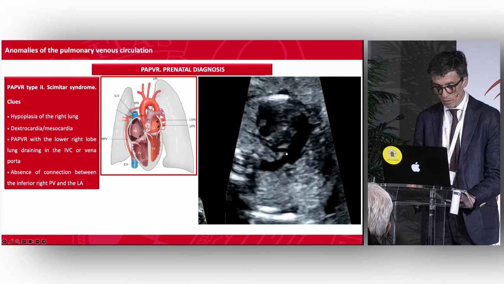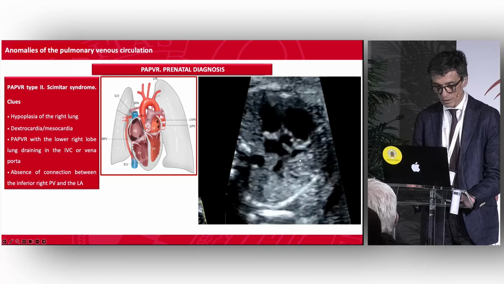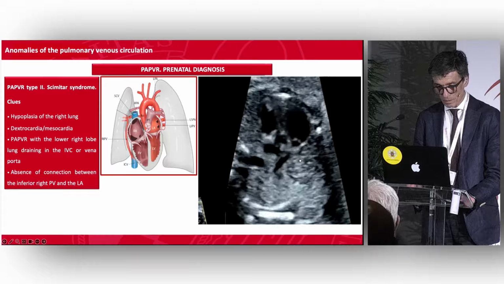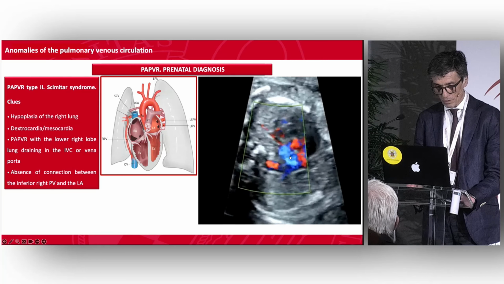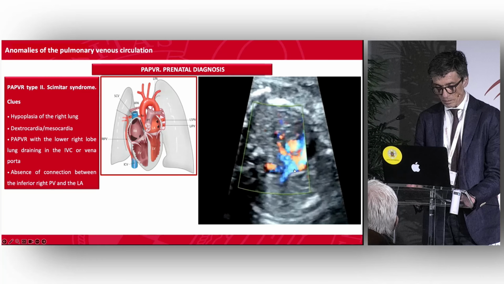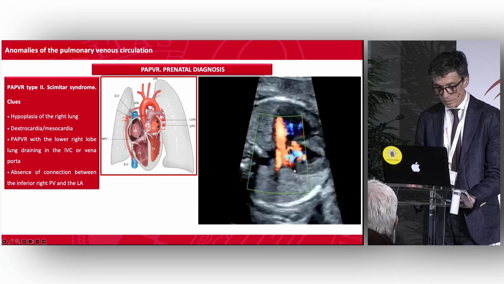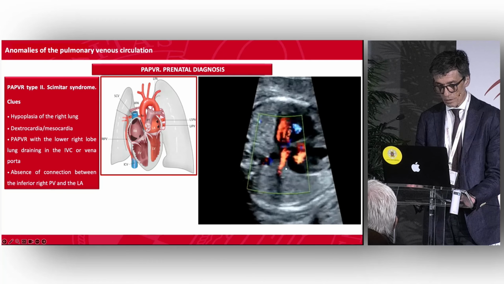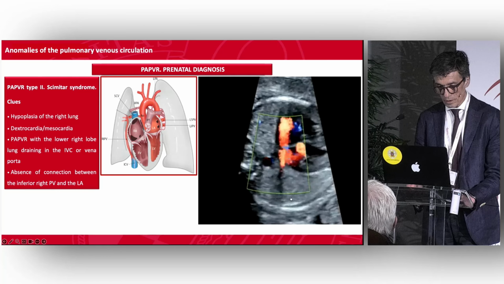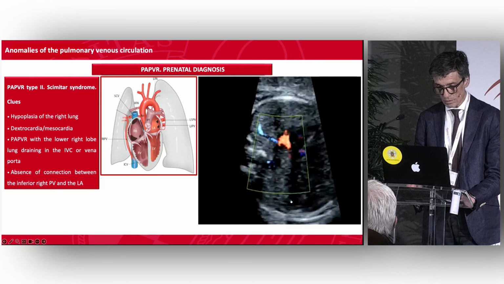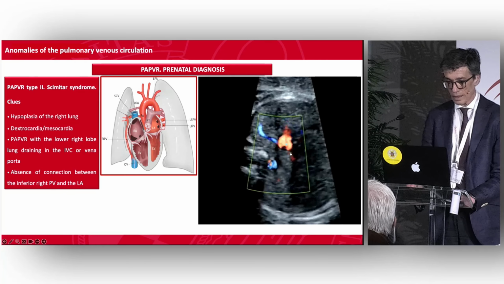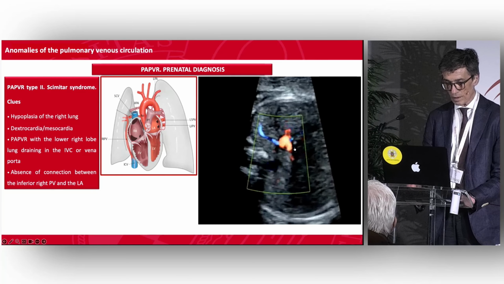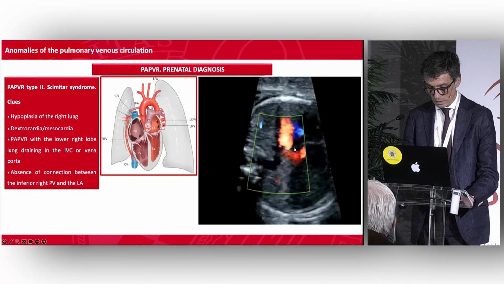This is a very small pulmonary artery on the right side because the lung is also very small. This is the pulmonary artery. This is the left pulmonary veins connecting normally with the left atrium, and these are the pulmonary veins of the right side crossing the diaphragm and connecting with abdominal veins.